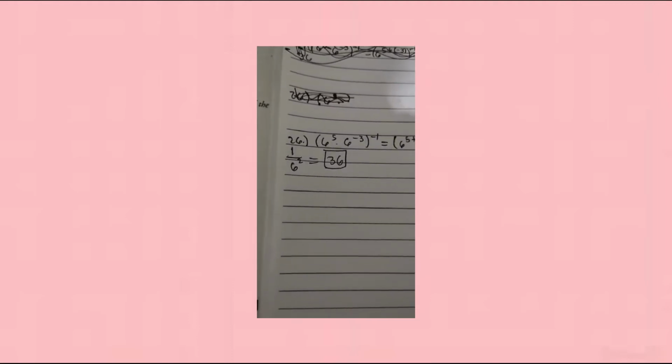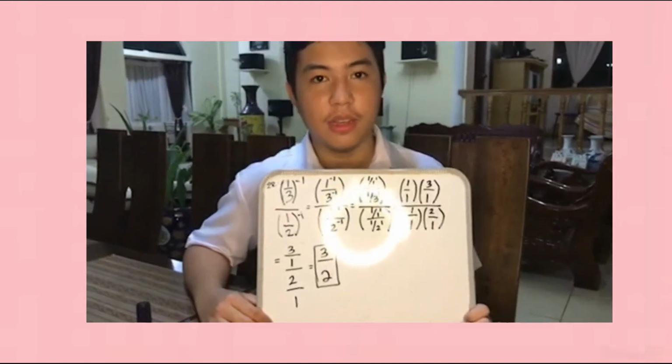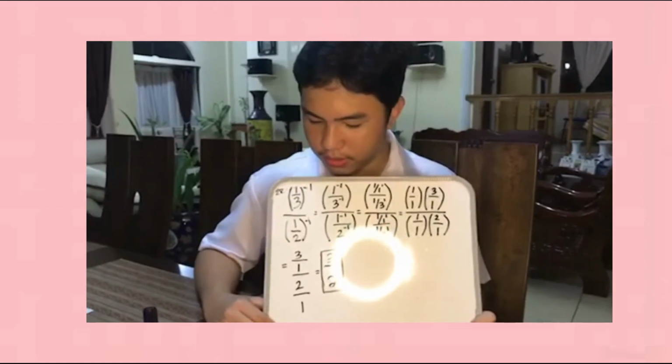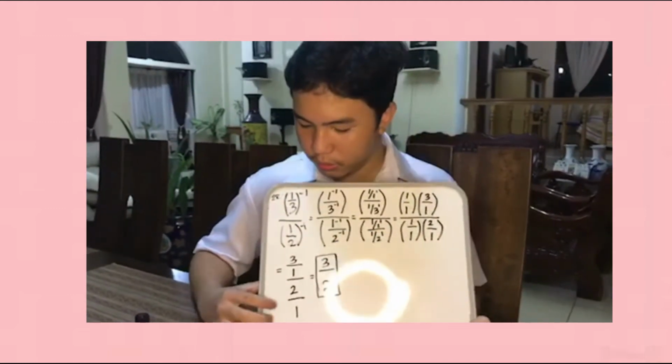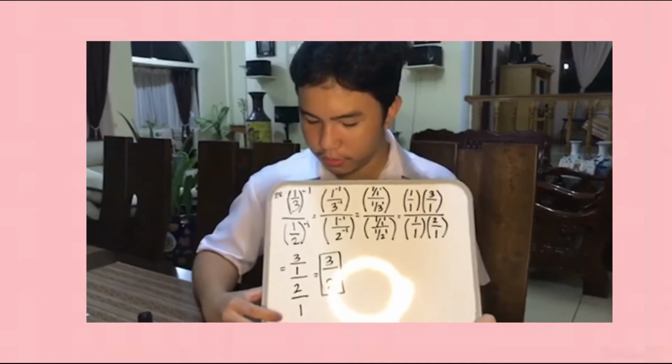That is it. Good morning everyone. My name is Bilaban Emasaura and I'm going to report to you the solution and answer to number 28. Number 28: quantity 1/3 to the power of negative 1 over quantity 1/2 to the power of negative 1.